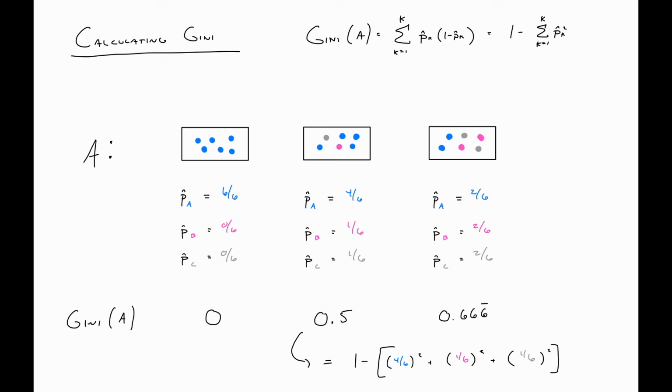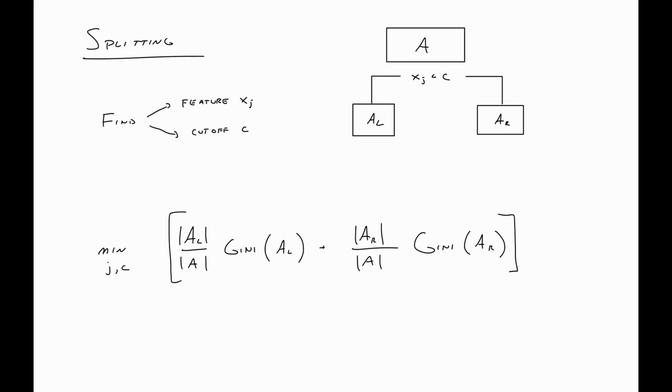Okay. But, excuse me, that still doesn't tell us how to split. So how do we split? In this diagram on the right, we have some initial partition A, and we want to partition it into a left partition and a right partition. You can call it a partition, an area, a neighborhood, whatever you want. But ultimately, what we want to do is find both a feature variable and a cutoff value of that variable that produces a good split.